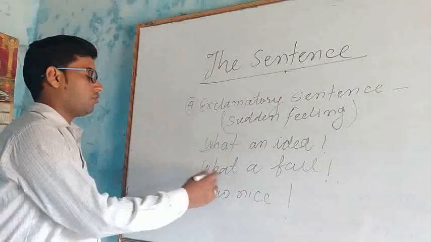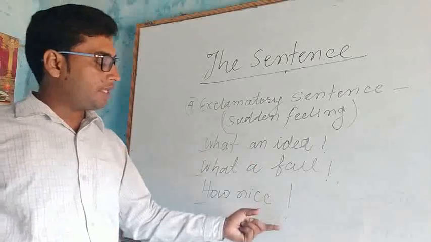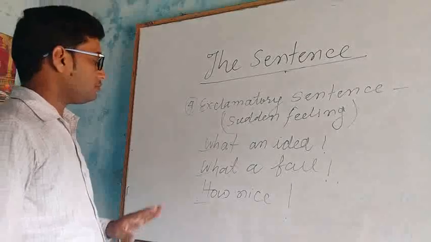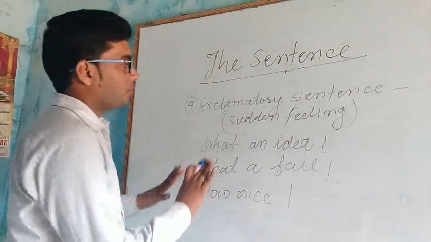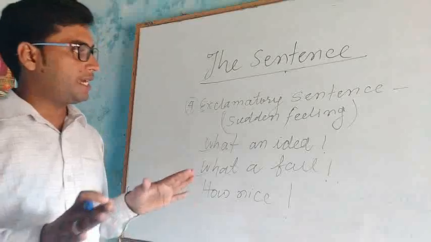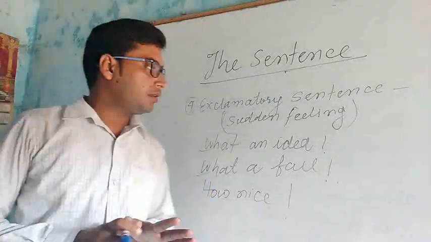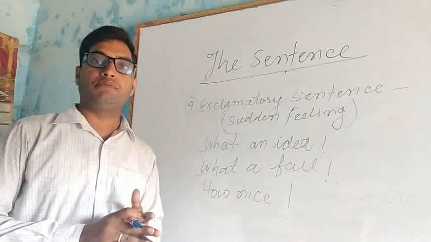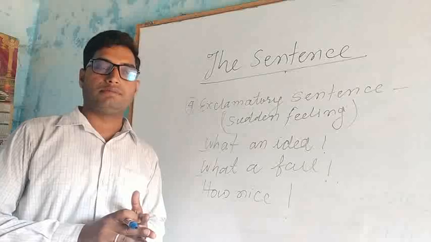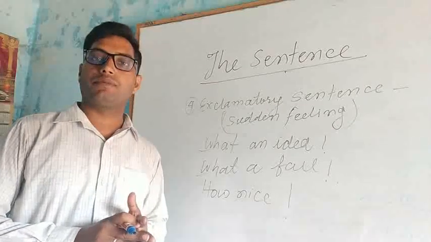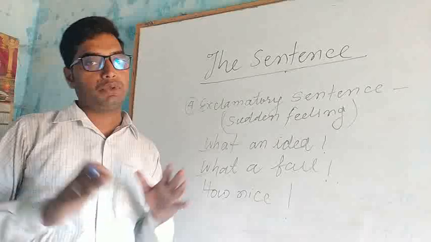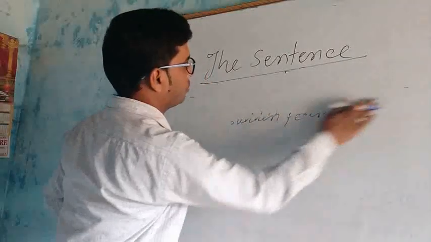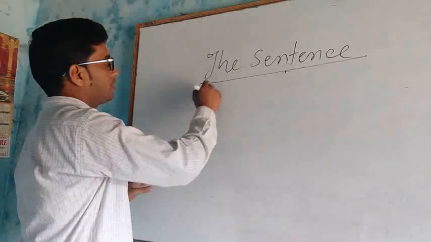Starting with what, how, right? Ending with exclamation marks. So we have completed four kinds of sentences, right? And the definition of this, I hope definitely it will improve you. It will provide you definitely a concept, not a rule, right? And the last point, we should also know, we have to remember some points.